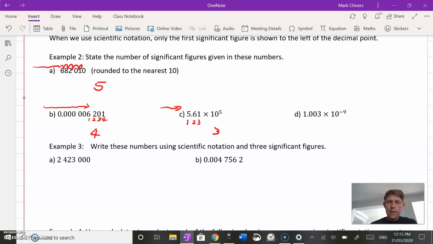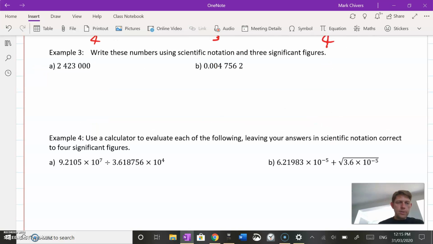And finally, coming from the left, I hit that number 1. That's the first number I notice. The 0 still counts because of the 3 there. All right, so I need those zeros because that 3 is significant. So I've actually got 4 significant figures in that particular instance.